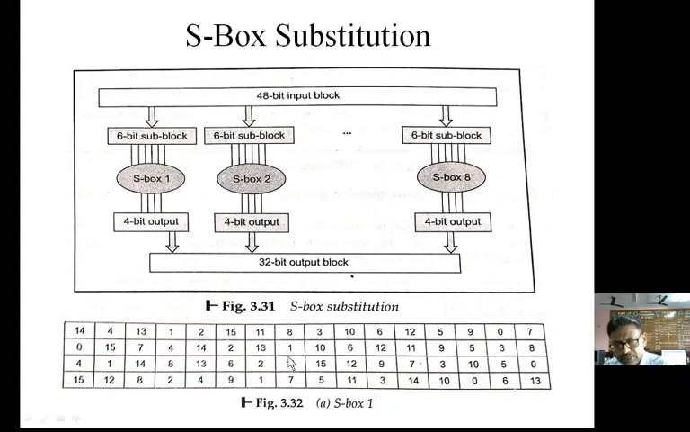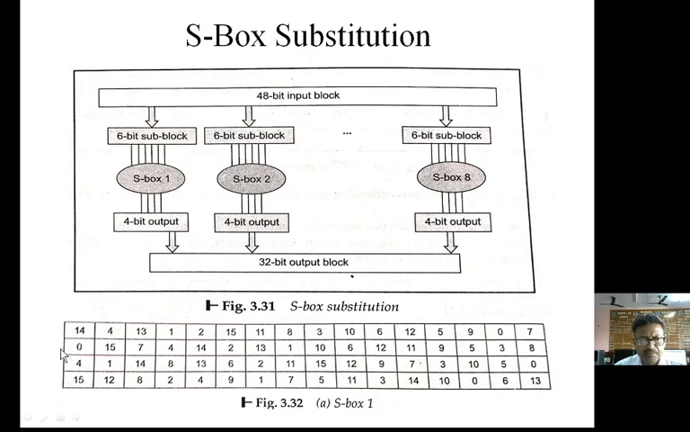Similarly to S-box1, we have 7 more S-boxes. The first S-box is applied for the first block, the second S-box will be applied for the second block, the third S-box will be applied for the third block, and so on. Since there are 8 sub-blocks, we will be applying 8 such tables for converting the 6-bit value into a 4-bit value. Now how to use this S-box?